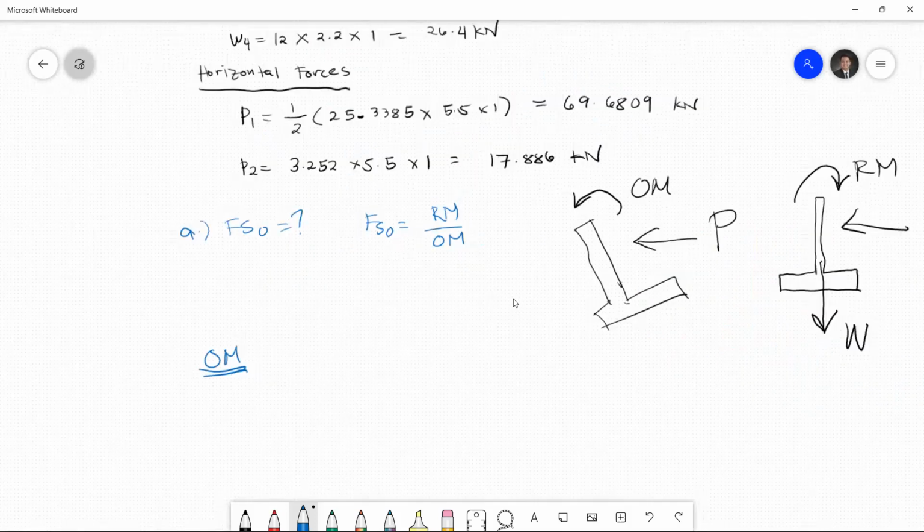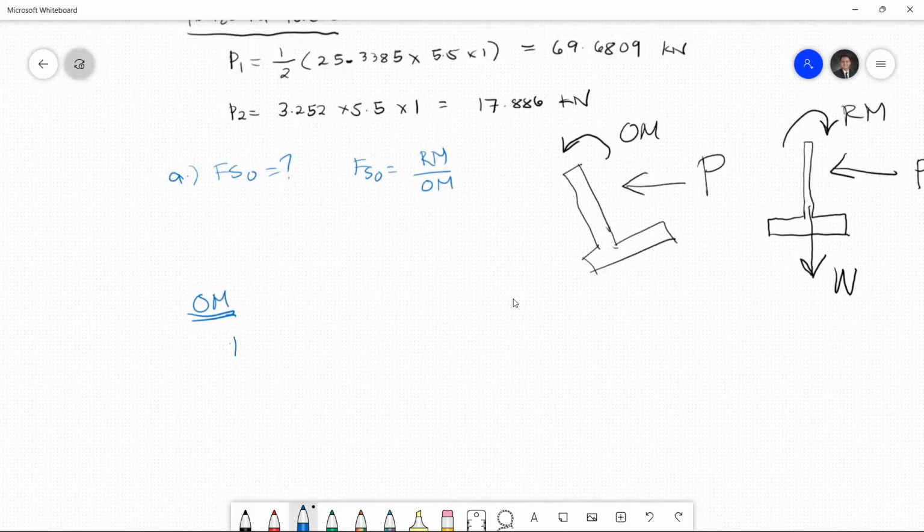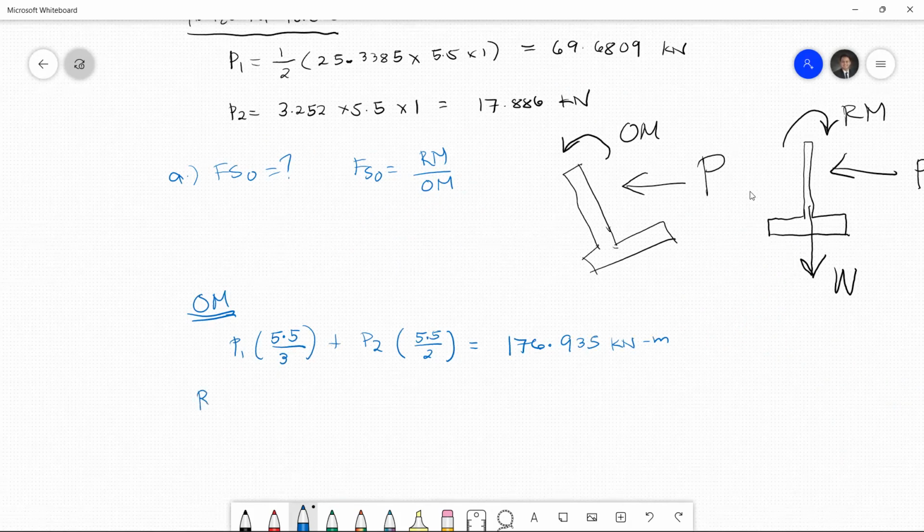Okay, so for the overturning moment, you have here P1 multiplied by the centroidal distance to the toe, 5.5 over 3, plus P2 times 5.5 over 2. Okay, so if you solve for this one, you have here 176.935 kilonewton meter.